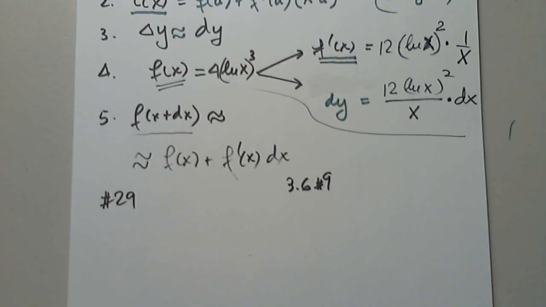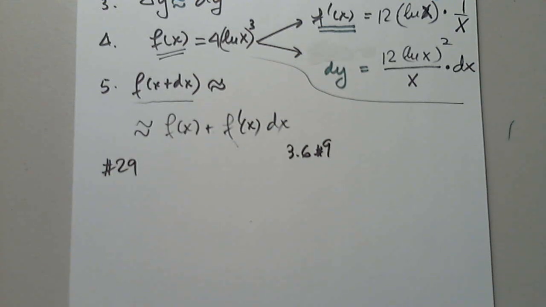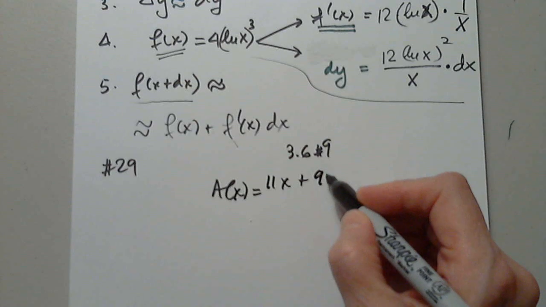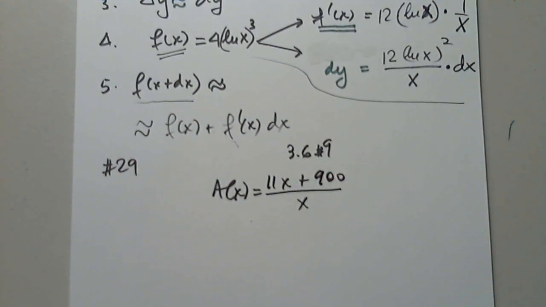The average cost for a company to produce x units. Is this the problem? Yes, but my numbers are just different. I will copy the numbers you are giving me. The average cost for a company to produce x units of a product is given by the function, as we know, A of x equals 11x plus 900 over x. Perfect.